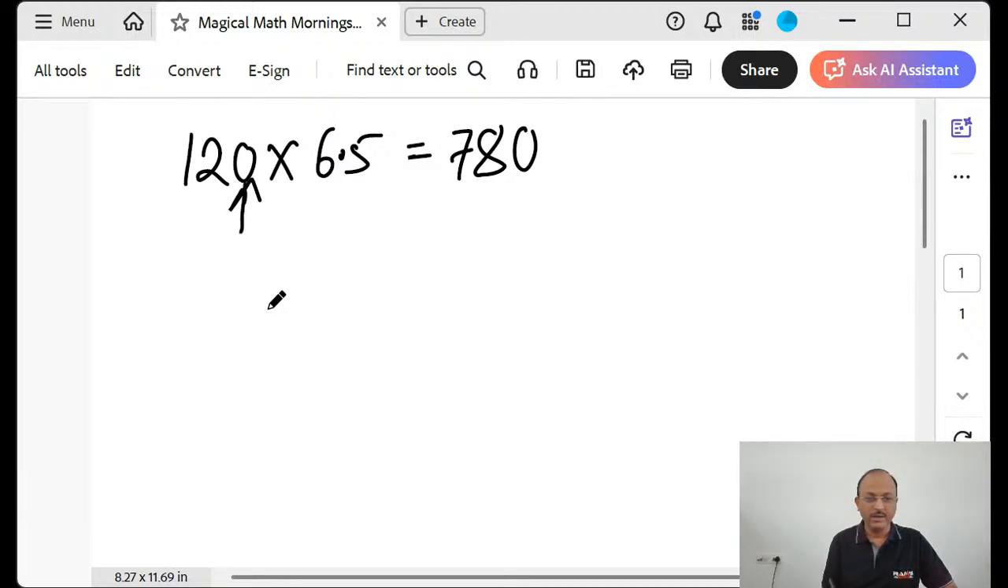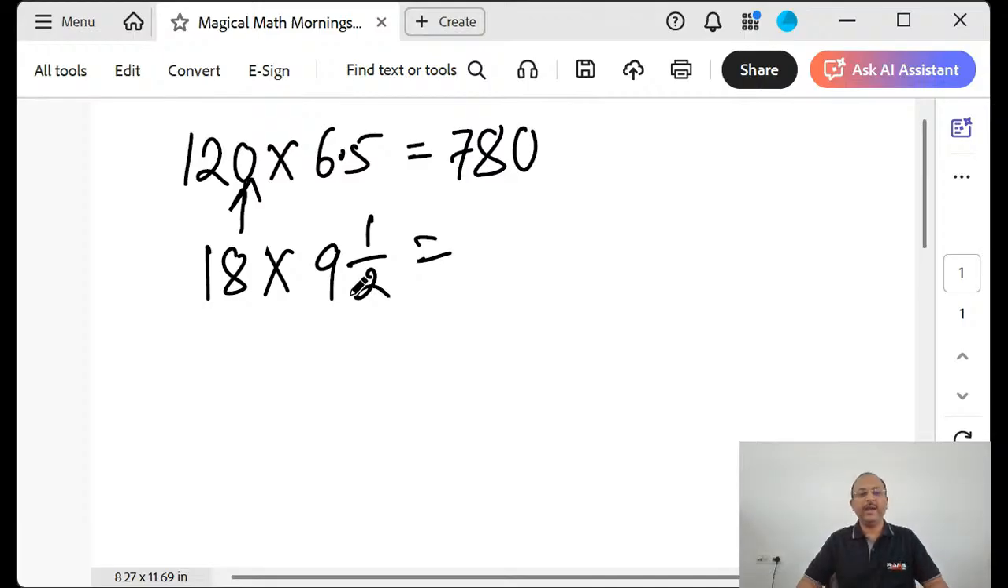Let's take 18 into 9.5. Let's do this. 18 into 9.5. Nineteen table, we should be very clear. We should not make the mistake of 181. It is 171. 9.5 double is 19. 19 nines are 171. Yes. Correct. In a hurry, it happens, but with practice, you'll become very good.